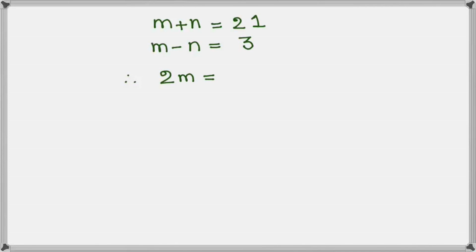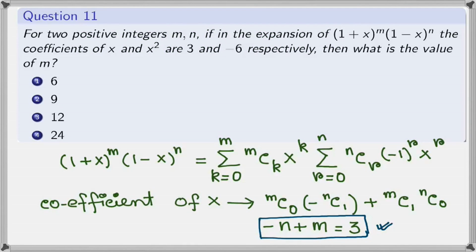Now we have m plus n is equal to 21 and we also have m minus n is equal to 3. So from here we get that 2m is equal to 24. That means m is equal to 12. So we have found out the value of m and we see that the third option is the correct answer here.